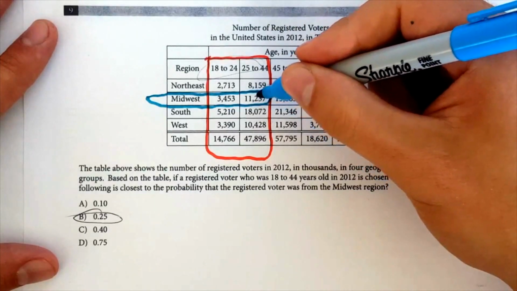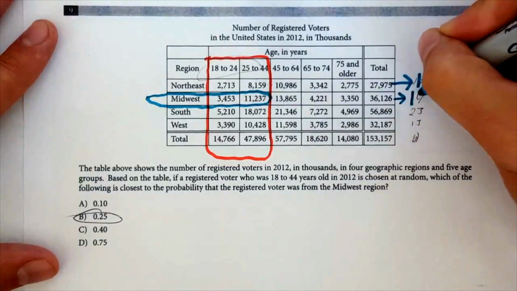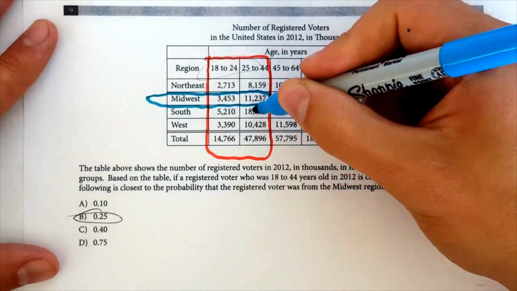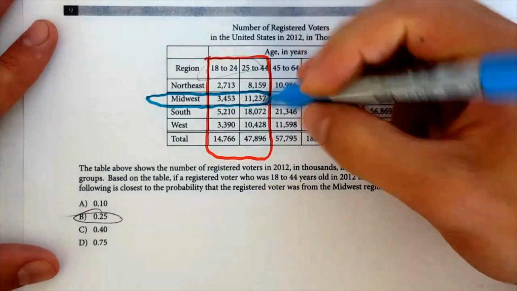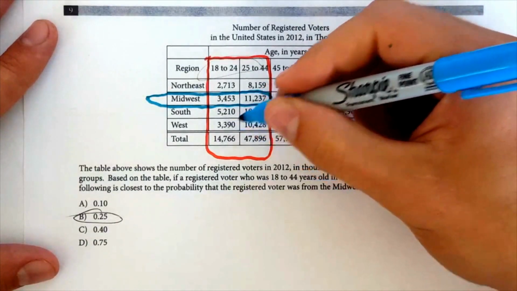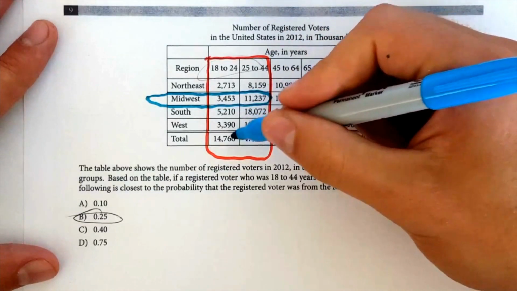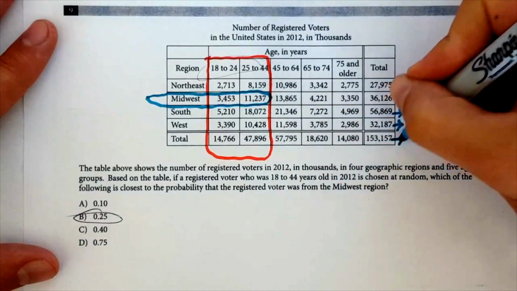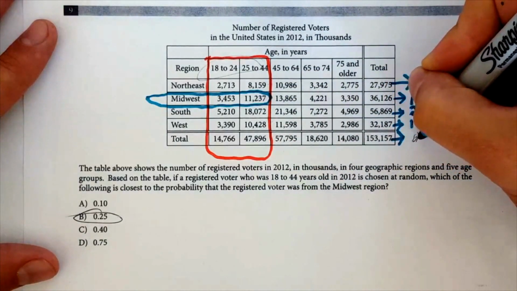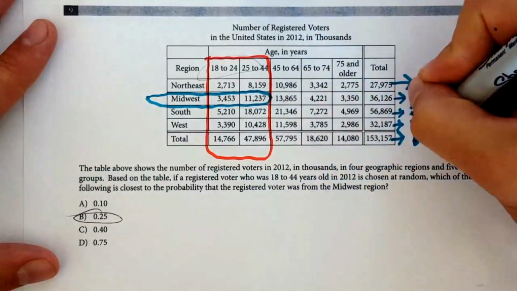Use rough numbers here. This is about 11,000 plus 3,000, it's about 14. This is going to be 18,000 plus 5,000, it's about 23. And then this is 10,000 plus 3,000, which is 13,000. And now if you look at the sum, that's going to be 15,000 plus 48,000. So that would be 15 plus 48, so that would be 63,000.